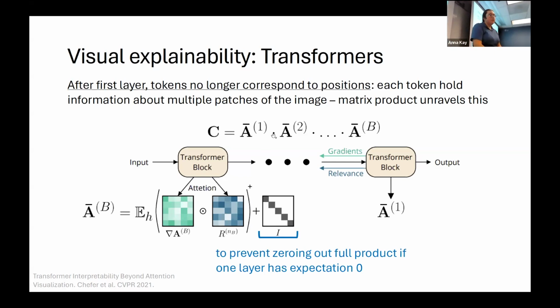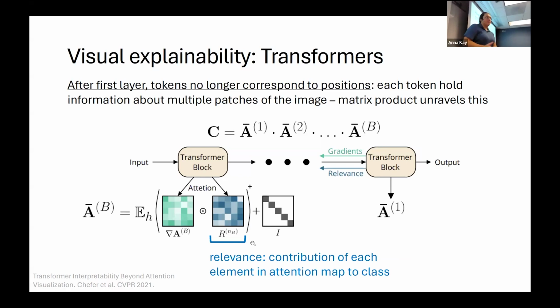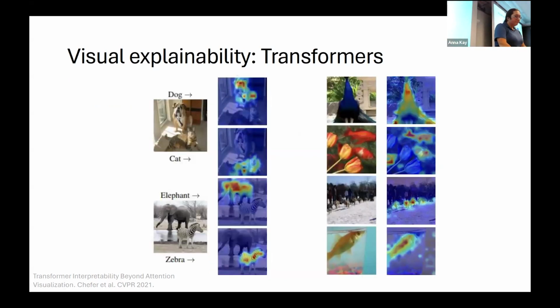But you don't want to just matrix multiply naively, because what if at some point the gradient is 0 by accident? You don't want to zero out your entire result. So what you're going to do is add the identity matrix here. Again, this is a choice that the authors made in this paper. If you add the identity matrix, then even if the gradient at some point is 0, it's okay, because the product is still going to ignore that attention map and continue on as normal. There's also a relevance term that gets multiplied into each attention map, which says how important that attention map is for the final output, and in fact how important every element of that attention map is for the final output. That's a little bit like the scaling that happened in GradCam.